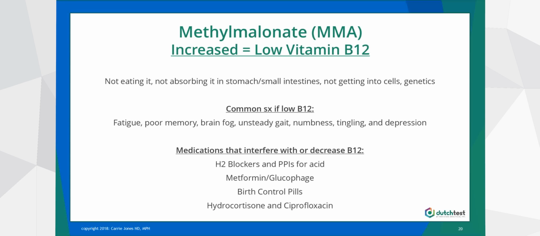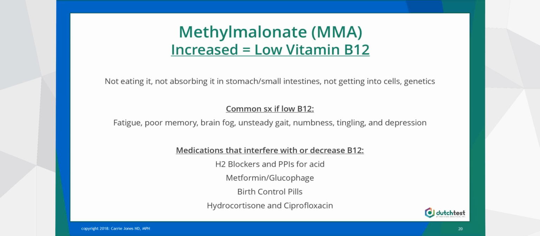All right, MMA. If it's increased, it's a B12 problem. How is it a B12 problem? Well, they're either not eating it, they're not absorbing it in the stomach or small intestines, they're not getting it into cells, or they have a genetic problem. So common symptoms of low B12: fatigue, poor memory, brain fog, unsteady gait, numbness, tingling, depression. These are just the most common symptoms. Obviously, there is a whole lot more, and many symptoms show up like this in your patient. I mean, how many of you have patients that come and list every single one off? Just make sure you don't forget about B12.